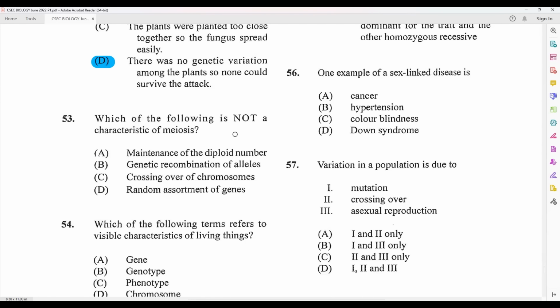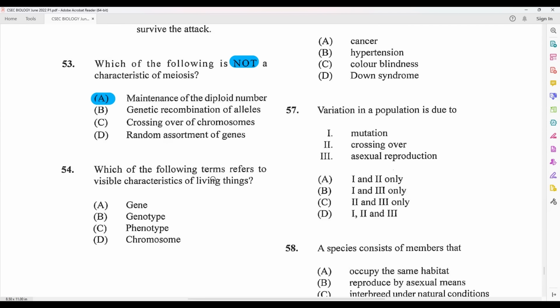Which of the following is not a characteristic of meiosis? And we know meiosis provides 4 genetically different daughter cells with half the chromosome number, which makes it a haploid number, not a diploid number. So A is the answer. Which of the following terms refers to visible characteristics of living things? And that will be the phenotypes.